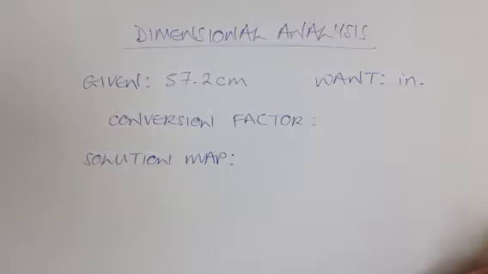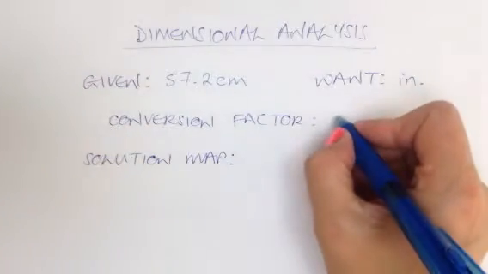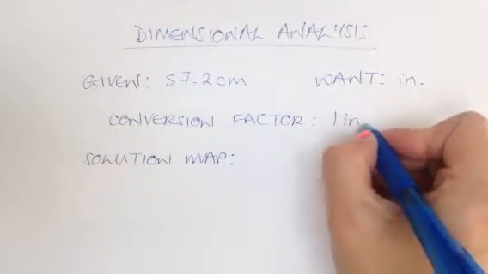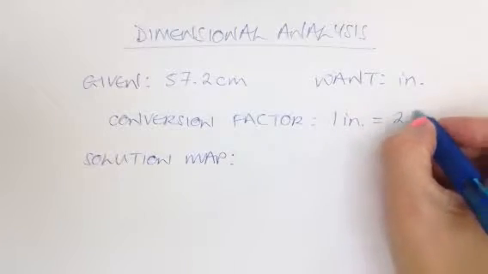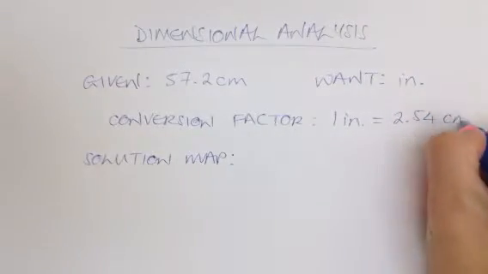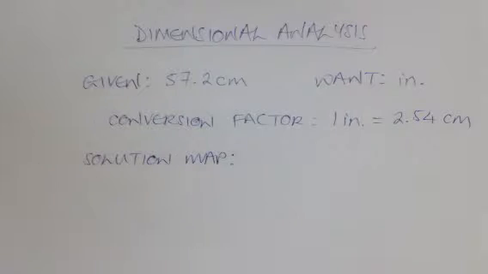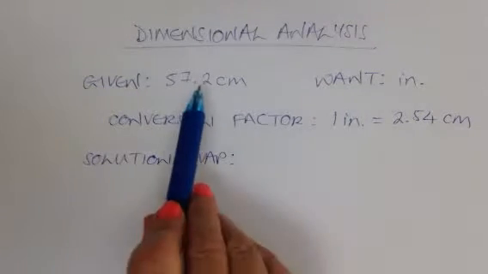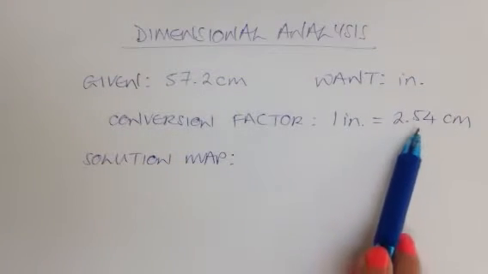It's also on the back of the periodic table I'm going to give you, but I will tell you for now that 1 inch equals 2.54 centimeters. I do not expect you to memorize that. On a test I would give that to you. So we know what we've been given, we know what we want, and we know how to convert from one to the other.